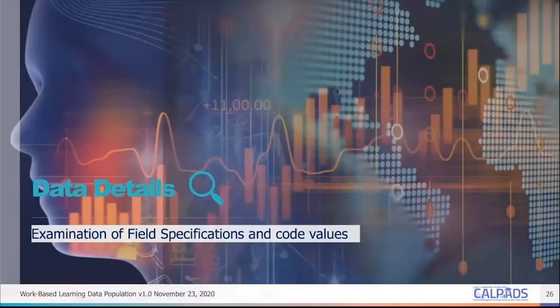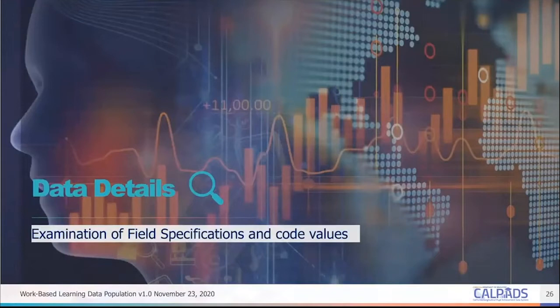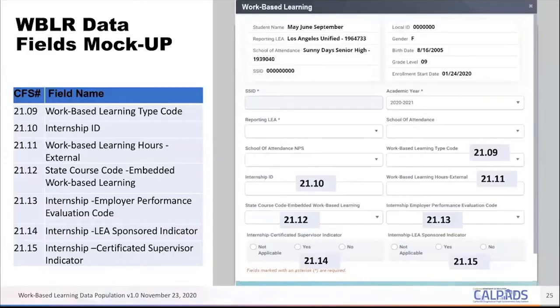Okay, so that was a very brief overview of the file submission, how you would submit the files in CalPAS. But this next section, which is the data details section, is where we will provide an examination of the field specifications and code values for the 7 WBLR data fields that we just looked at in the previous slide, right? Which would be right here. So keep in mind these 7 data elements.